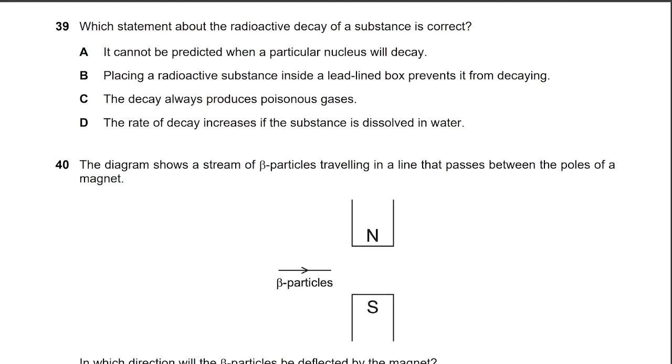39, it says, which statement about the radioactive decay of a substance is correct? Okay, let's see. It cannot be predicted when a particular nucleus will decay. Yeah, that is right. You will never predict when a particular nucleus will decay. It can decay anytime. There are various factors. And yeah, that is true. So that would be the answer.